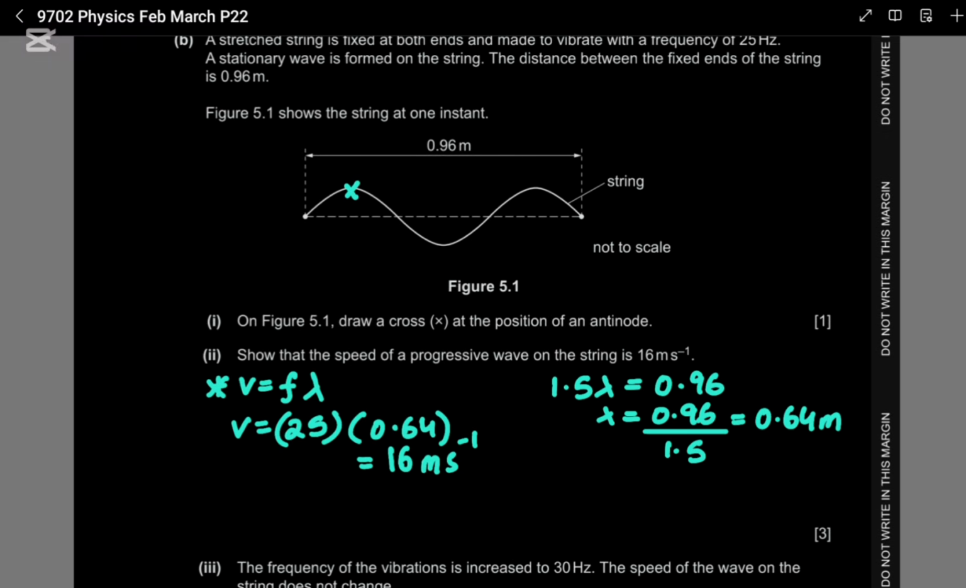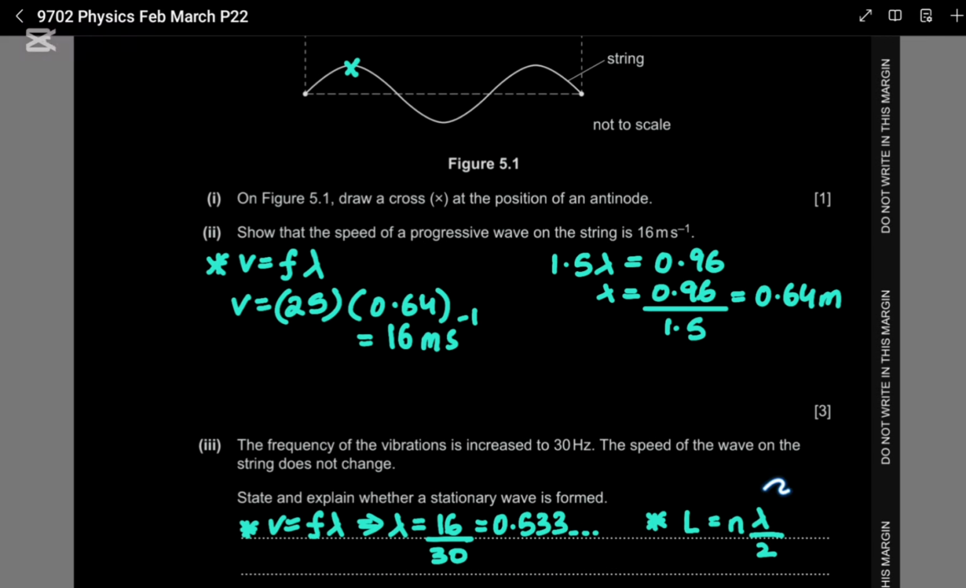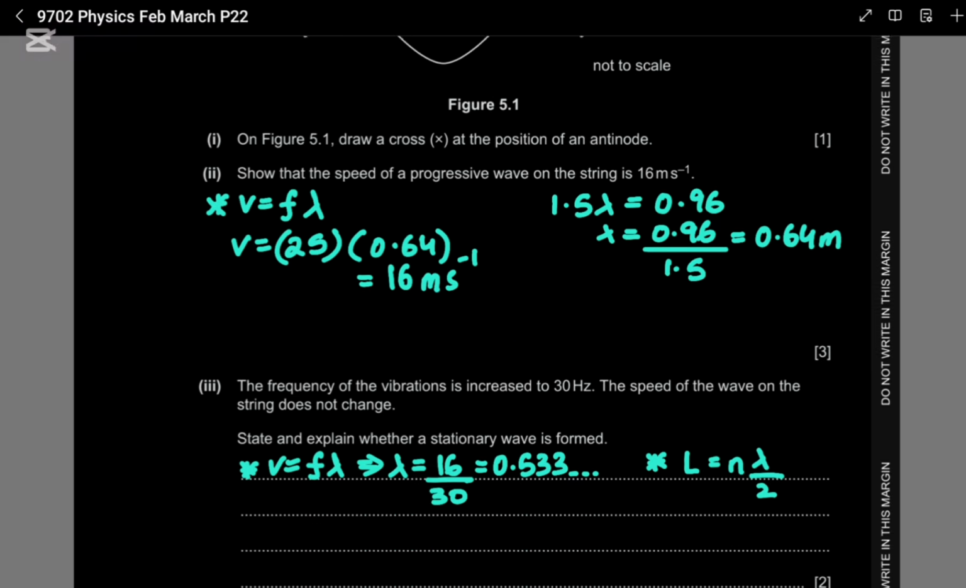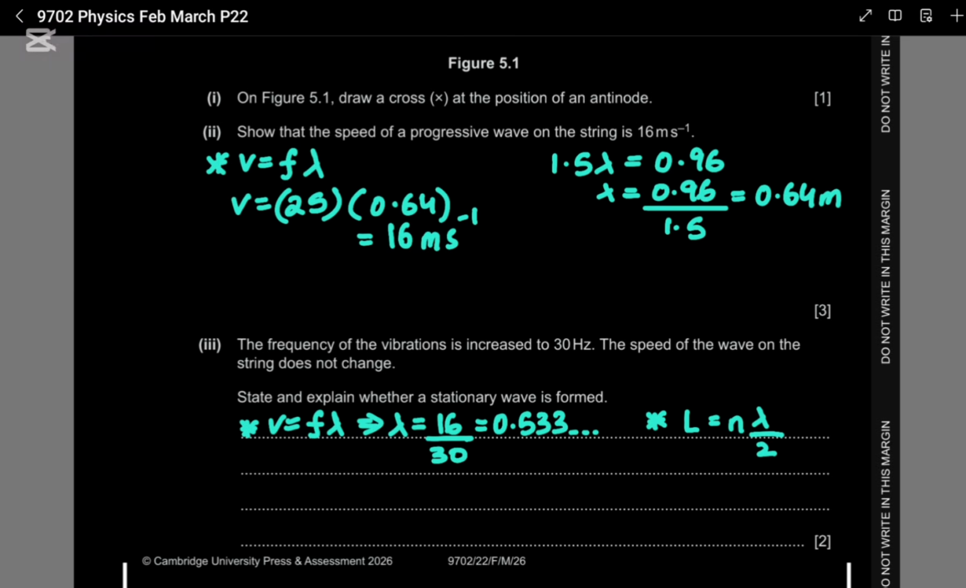Originally, for the original string, when the frequency was 25 hertz, this was the wavelength. Now let's double check. For a stationary wave to be formed, L should be a whole number multiple of half the wavelength. So 0.64 over 2, which is 0.32 meters. Now 0.96 over 0.32 is equal to 3, which is a whole number. So that's why a stationary wave is formed. Okay, now let's check for this one.